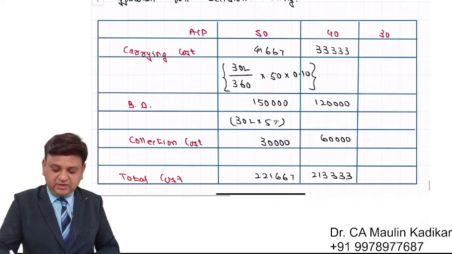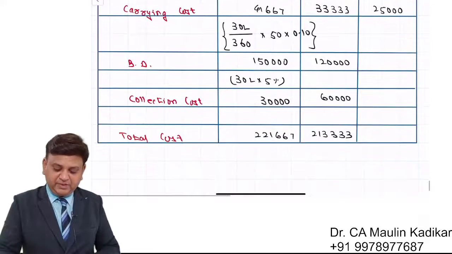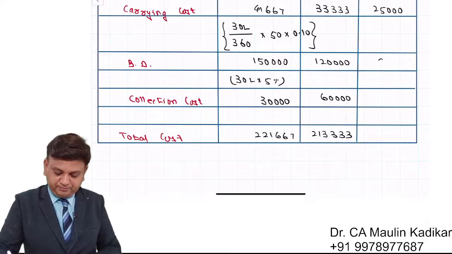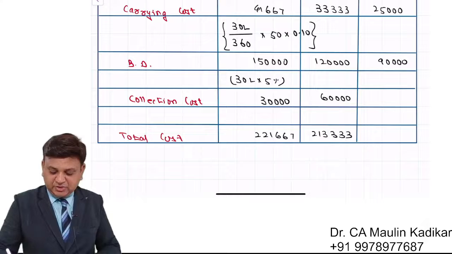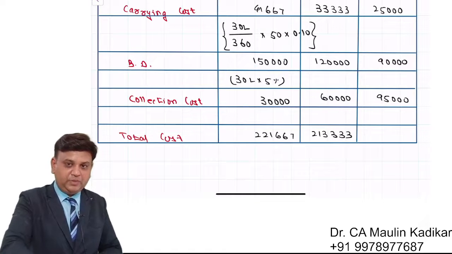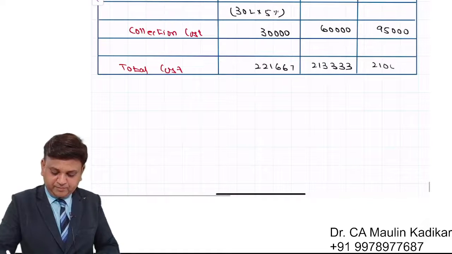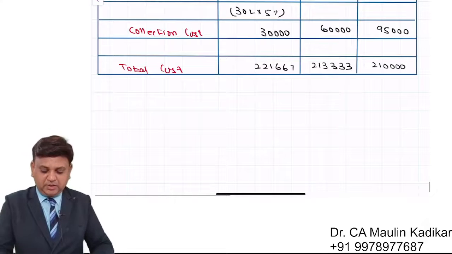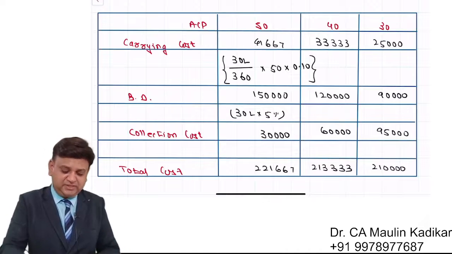Next, the carrying cost is 25,000. Bad debts will be 3%, that is 90,000. And the collection cost is 95,000. So 25 plus 90 plus 95 is 2,10,000. So of course we understand that the option which is having the least cost is selected. That is 30 days in this example.